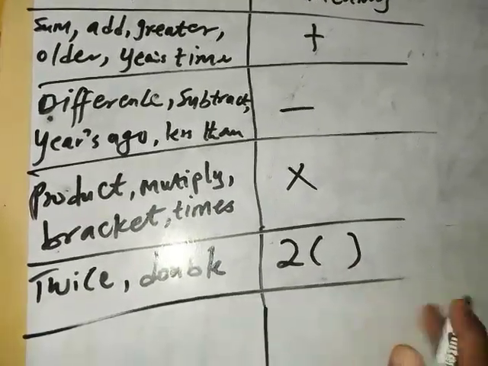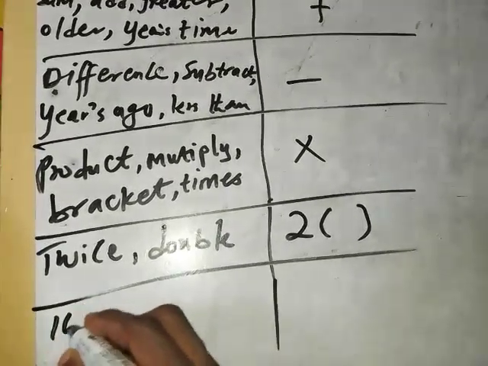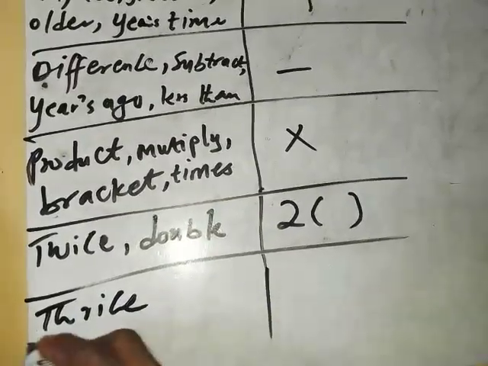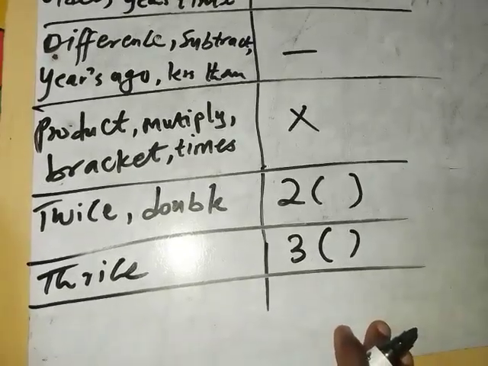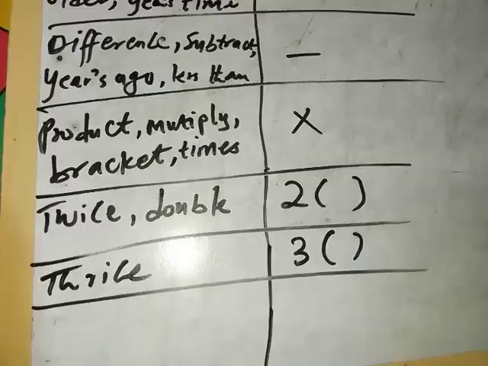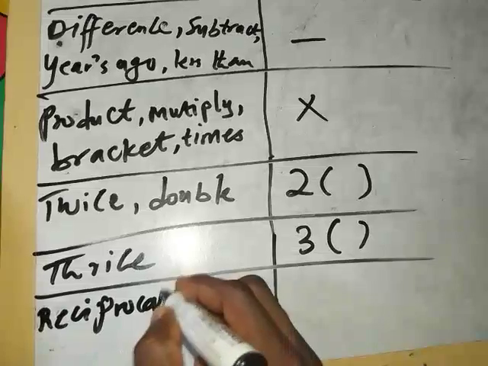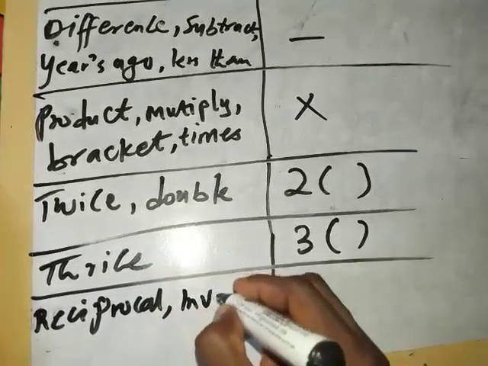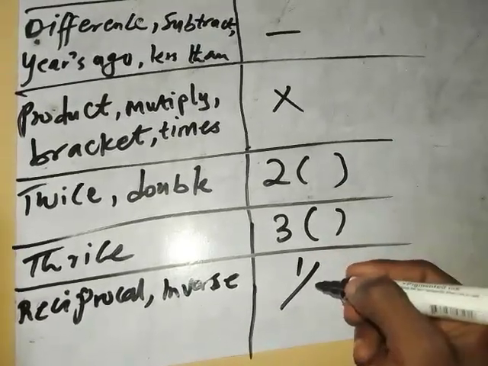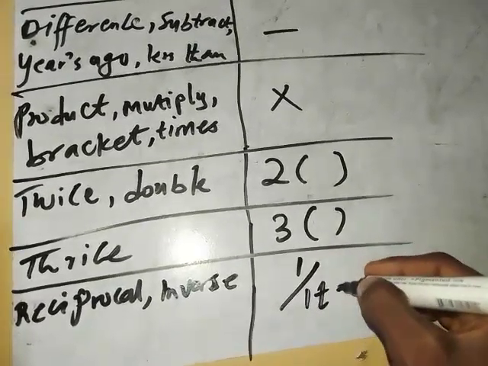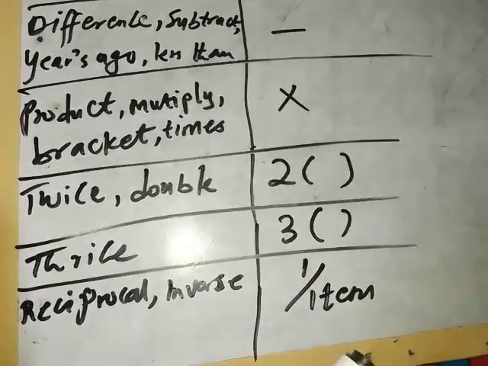Okay, so when you see thrice, it means 3 times of something. Now when you see reciprocal, or you see inverse, it means 1 over something, 1 over the item given. Okay, reciprocal or inverse means 1 all over the item given.